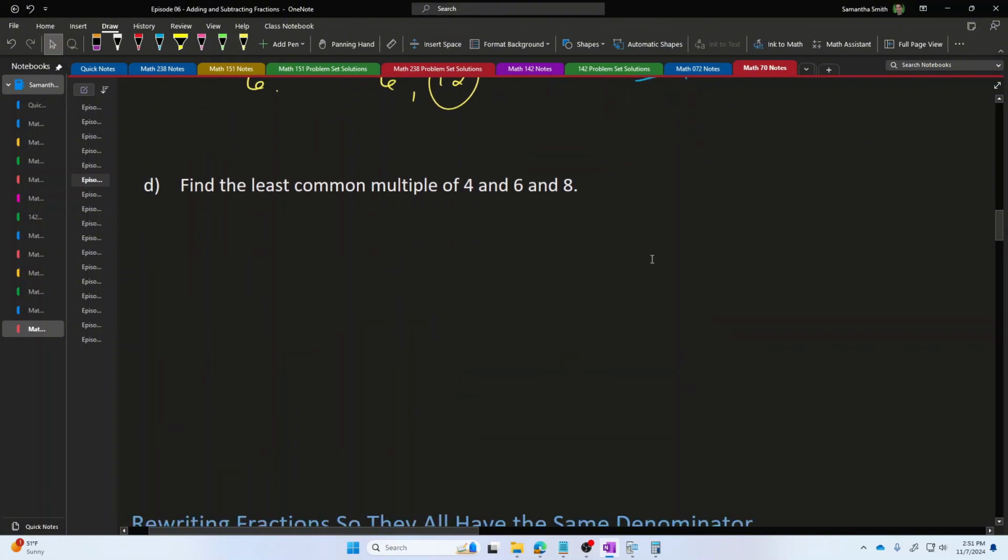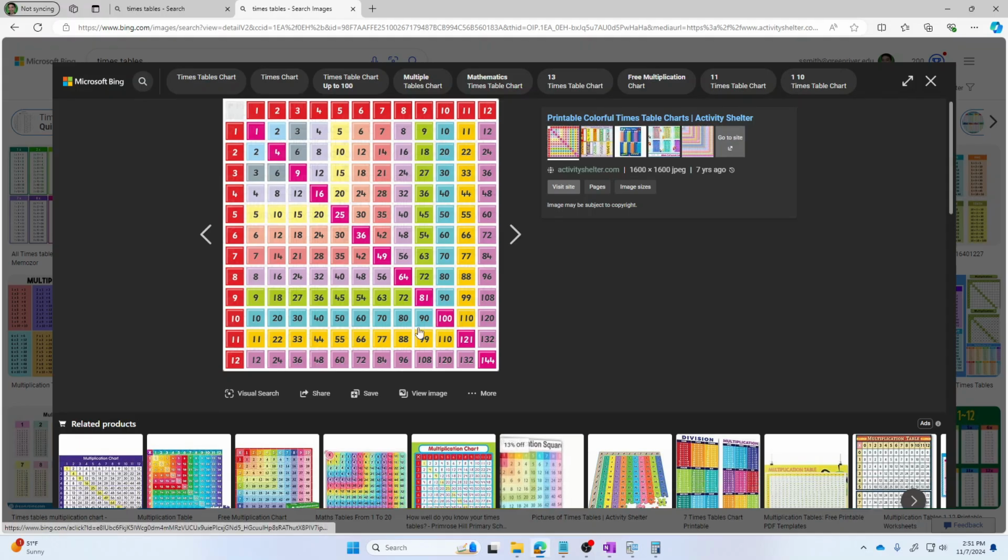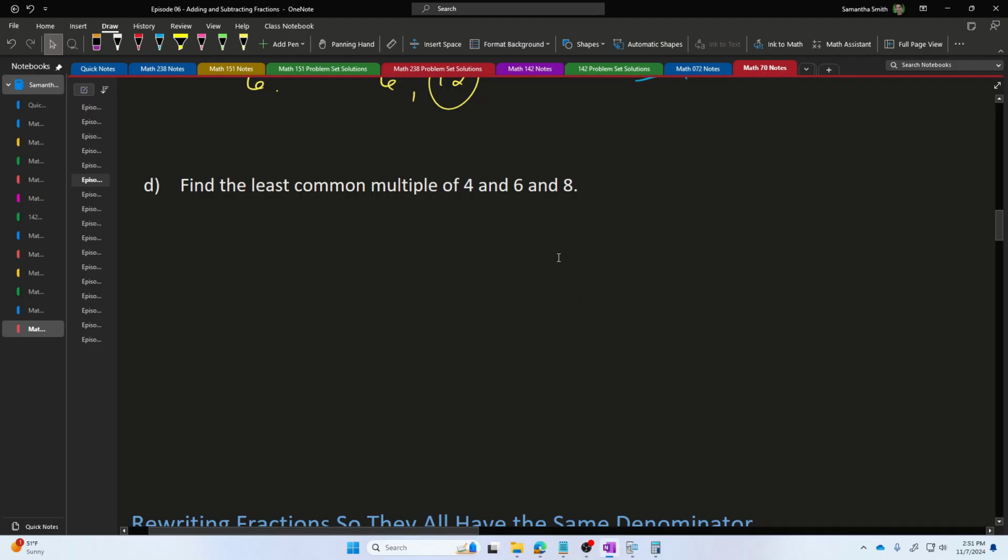Now, it's also possible to have 3 numbers or 4 numbers and to be asked for a common multiple for all of them. And in a situation like that, I'm just looking for a number that shows up in all 3 of these rows. Here I'm looking in the 4's row and the 6's row and the 8's row. Can I find a number that shows up in all 3 of these rows? I think the first number that shows up in all of the rows might be 24 here. So I think 24 will work here.